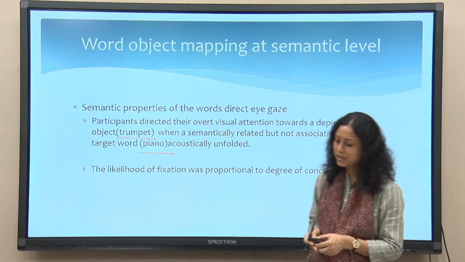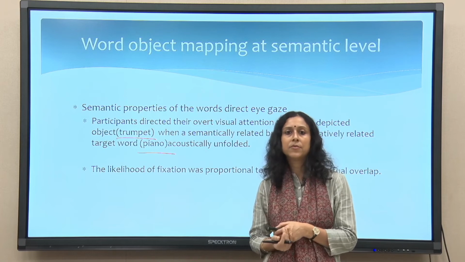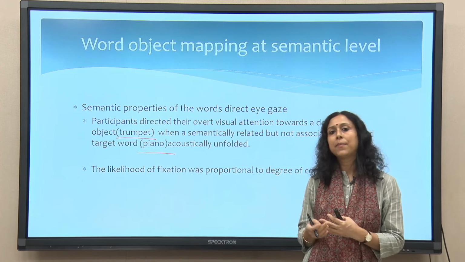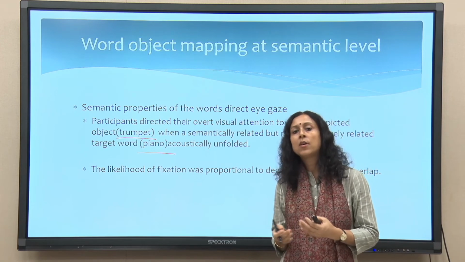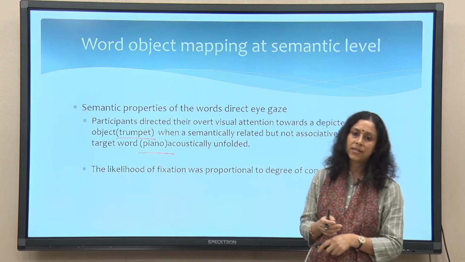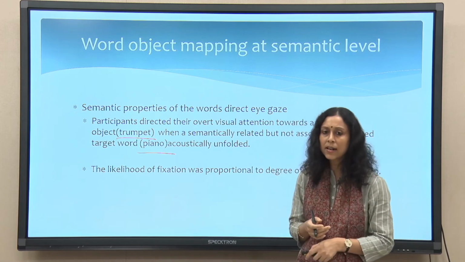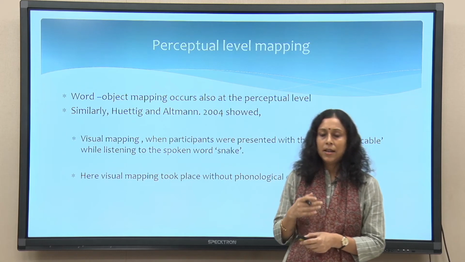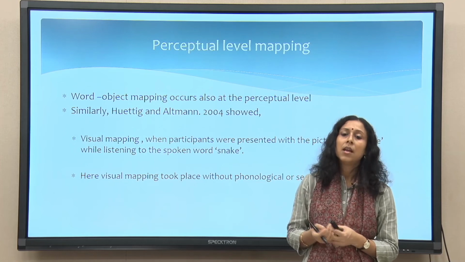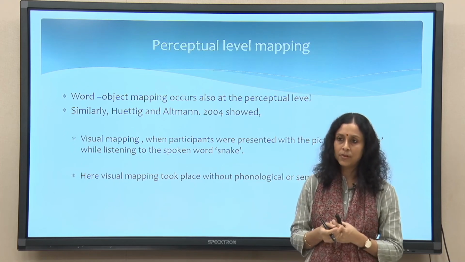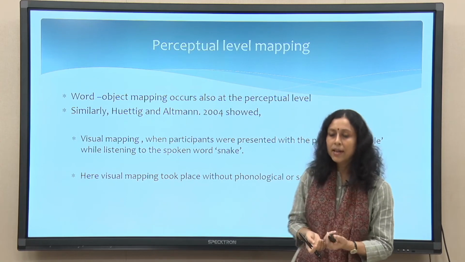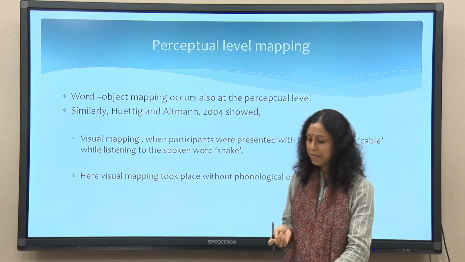The likelihood of fixation was proportional to the degree of conceptual overlap. So, there are also finer nuances: the more conceptual overlap there is between the words, the higher the degree of fixation on those non-target objects. It is quite overt. Piano and trumpet are similar in many ways, but even at a higher level of mapping, at the level of perceptual understanding, we find this kind of word object mapping.